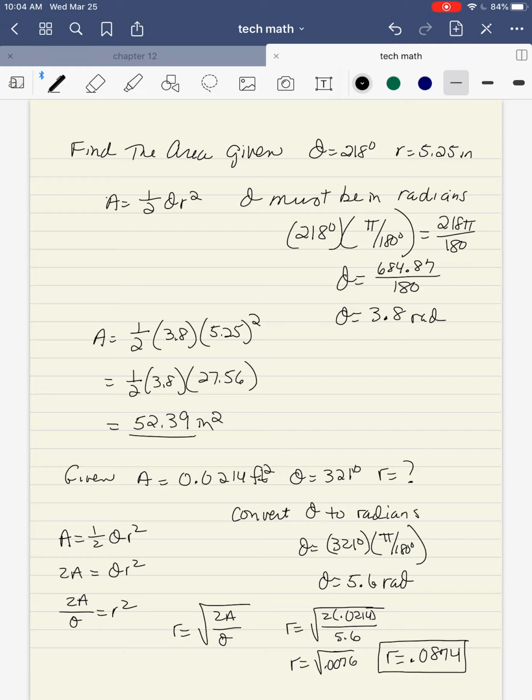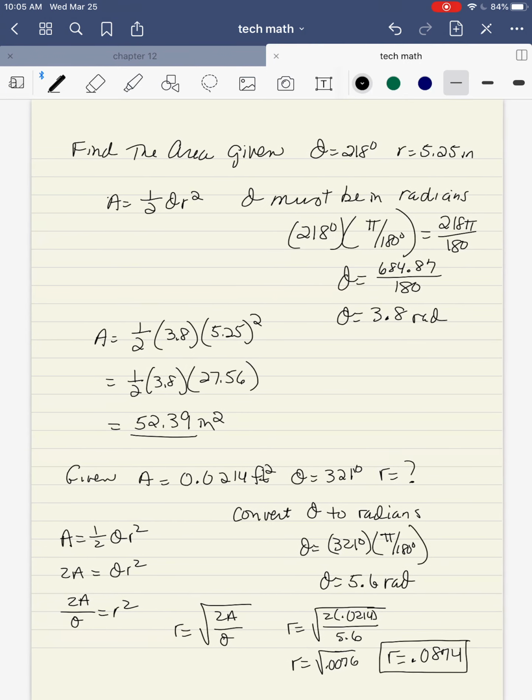So once I have that formula reworked, I just plug my numbers in. So the radius is going to be 2 times the area. The area was 0.0214 divided by theta. Theta's 5.6 radians after I converted it. So I do 2 times 0.0214 divided by 5.6, press the equal button, and then take the square root. So I'm taking the square root of 0.0076, and I get my radius equal to 0.0874.